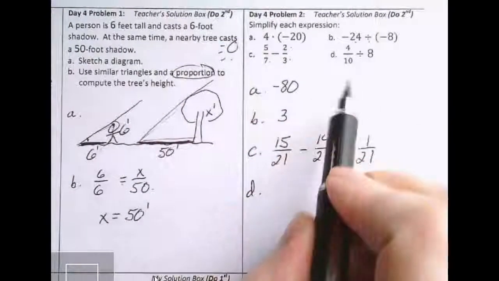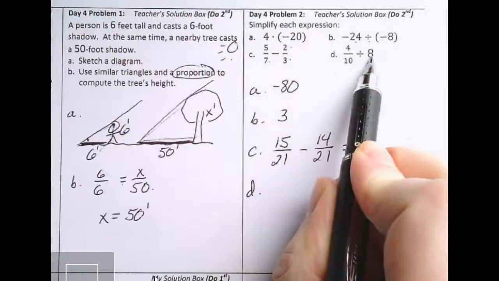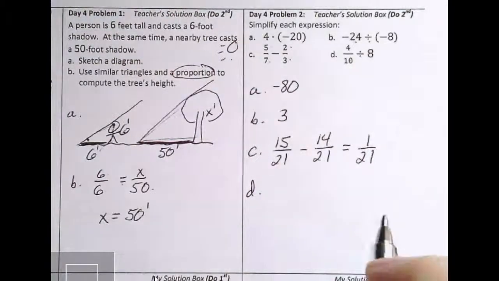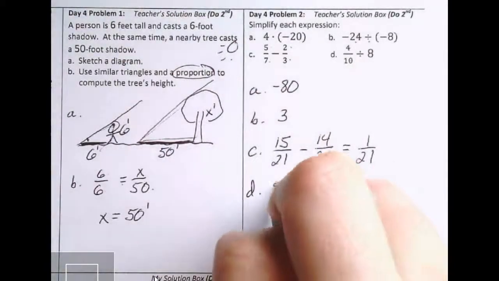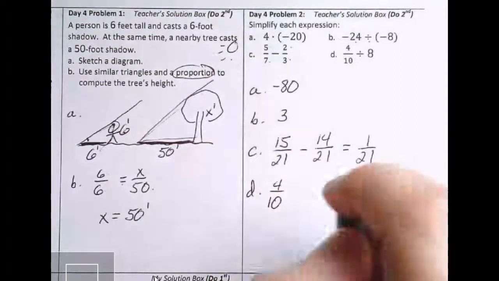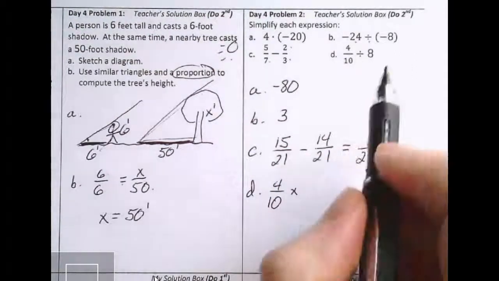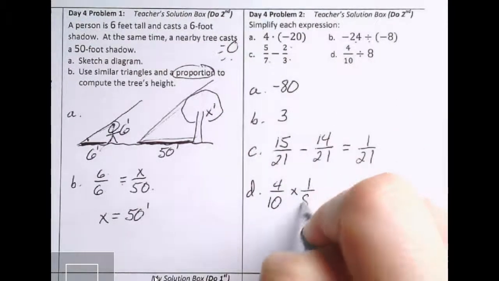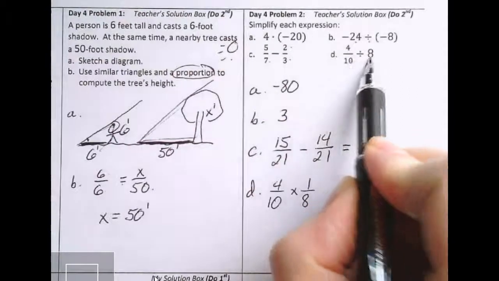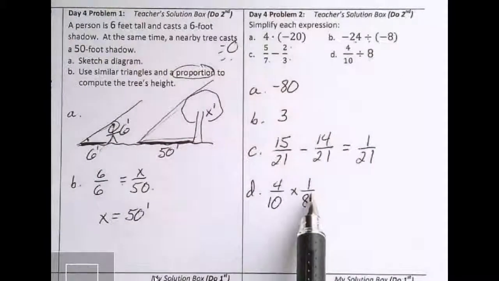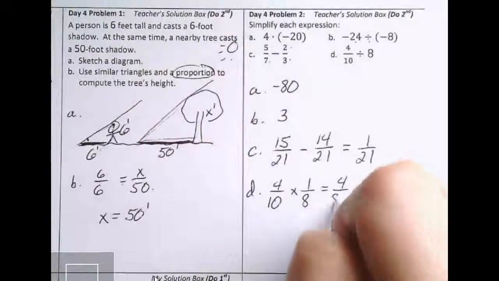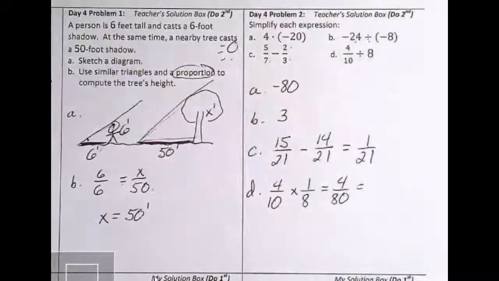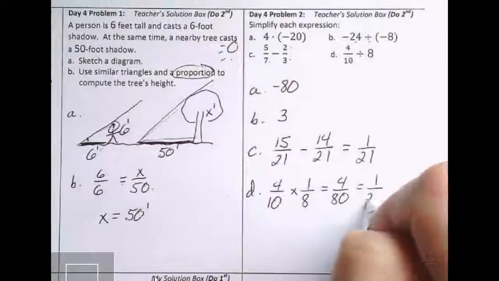Question D, 4/10 divided into 8 pieces. How large are those pieces? So one way to do this is to go 4/10 and then multiply by the reciprocal of 8, which is 1/8. Dividing 4/10 into 8 pieces could be thought of as finding an eighth of 4/10. This is 4 over 80, and then this can be simplified into 1 over 20.